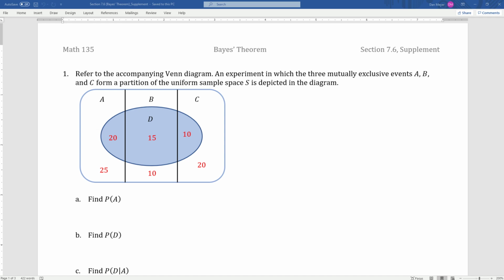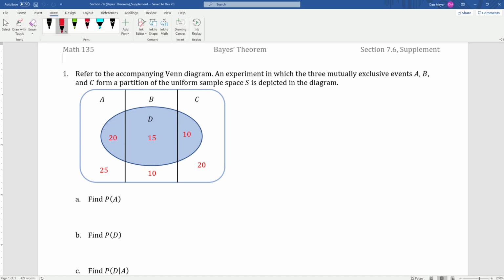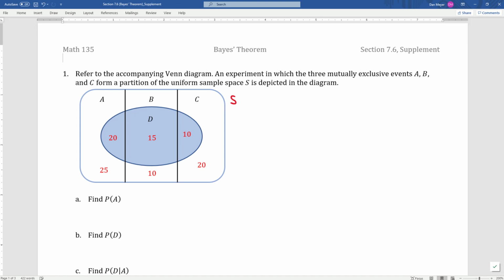In this video we're going to be looking at some extra problems from section 7.6 on Bayes Theorem. And number one, we have a Venn diagram. This is an experiment with three mutually exclusive events, A, B, and C, that form a partition of our sample space S. I guess we can label our sample space here. And then we also have an event D as well.